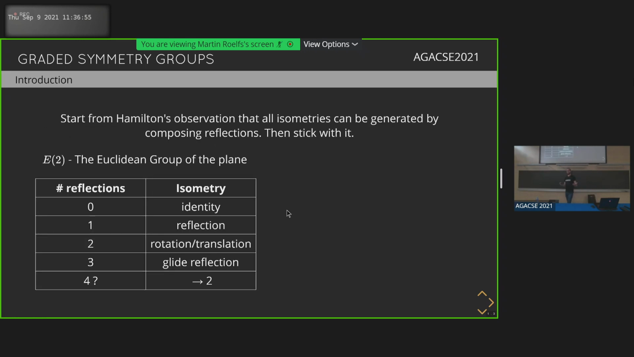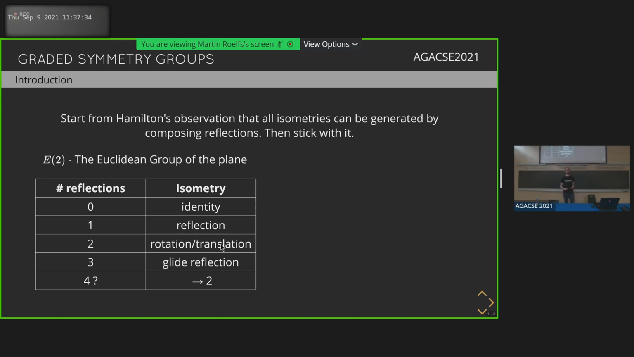So the introduction is as follows. We start from Hamilton's observation that all isometries can be generated by composing reflections. And then we stick with that and we see it through to see what the conclusions are. So as an example, consider the Euclidean plane, in which if we don't do any reflections, that is just the identity operation that leaves the entire plane unchanged. But if we do a single reflection, that is, of course, just a reflection, but two reflections become a rotation or a translation. And I will illustrate this in a moment.